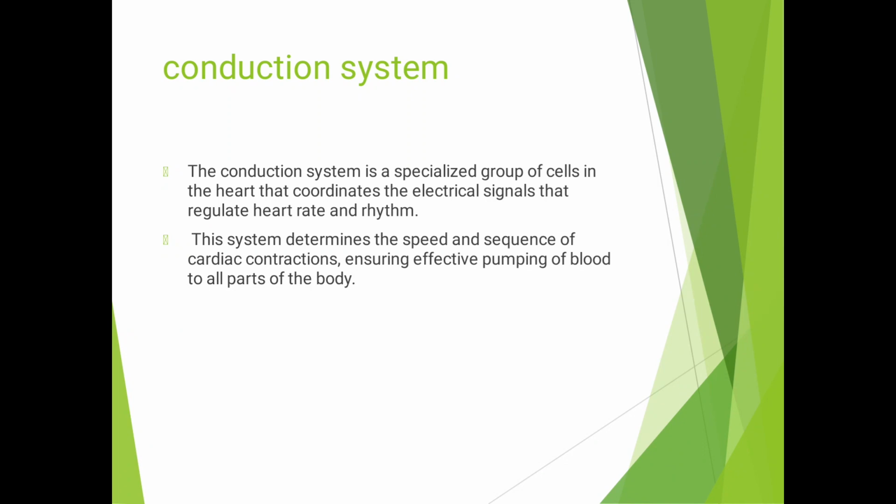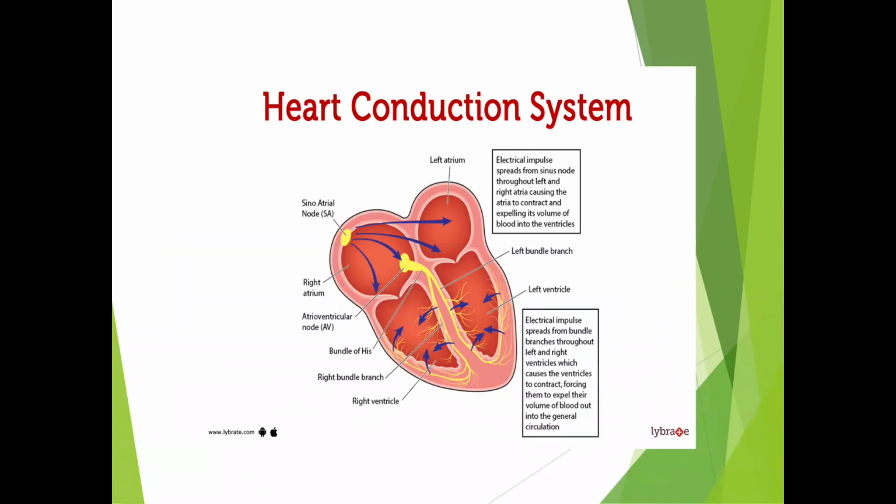Then the next topic is the conduction system of the heart. This conduction system is a specialized group of cells in the heart that coordinates the electrical signals that regulate heart rate and rhythm. This is a diagrammatic representation of the heart conduction system.